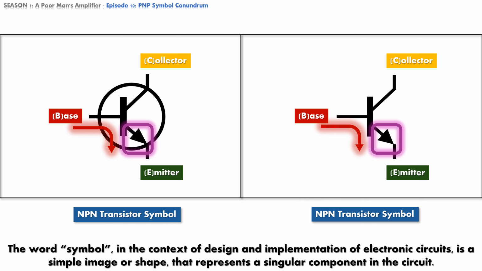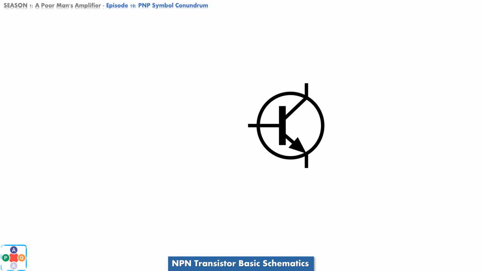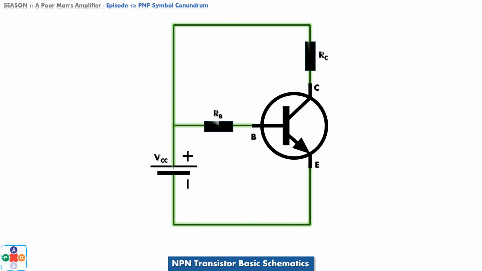Depending on the chosen function for the NPN transistor in the circuit, there are also a couple of resistors and a power source. In general, this is the basic schematic for an NPN transistor. In case you use an NPN transistor as an amplifier, there are also a couple more capacitors and additional resistors, but for now, this is good enough.